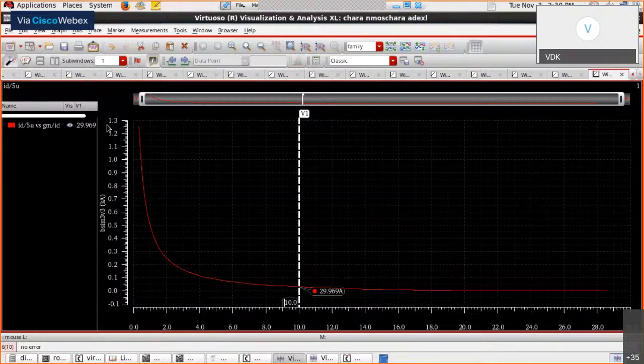Naveen, Tijo, are we done with this? Yes, sir. Naveen, can you open the schematic, please?